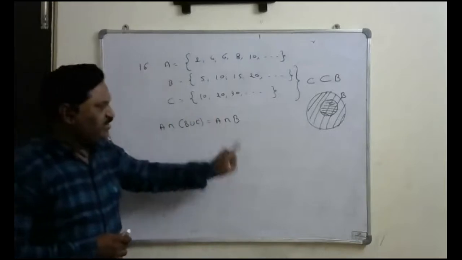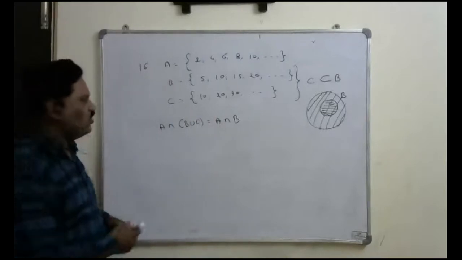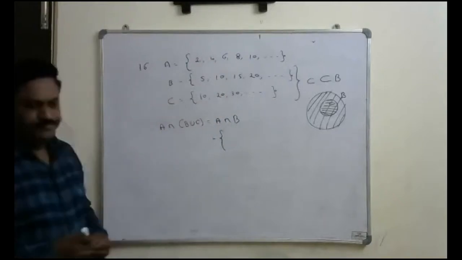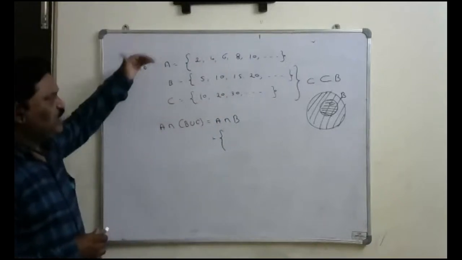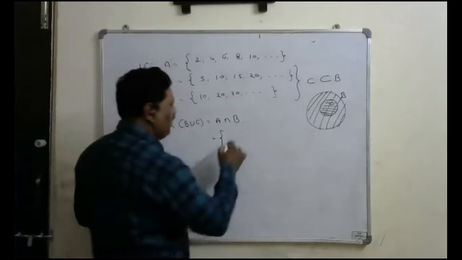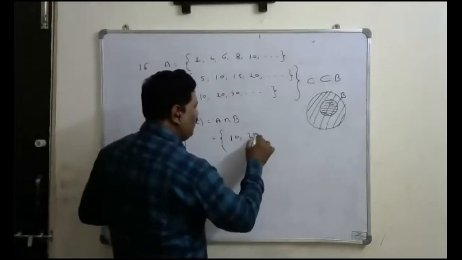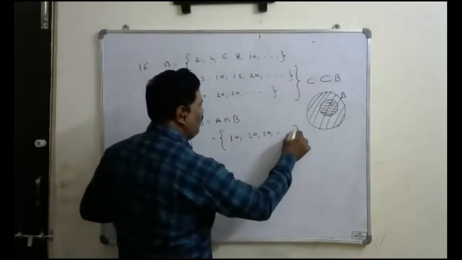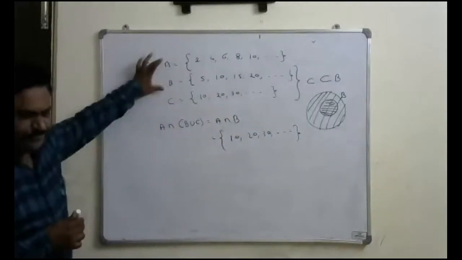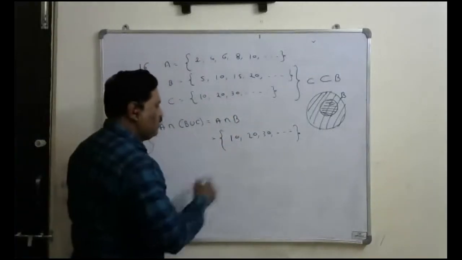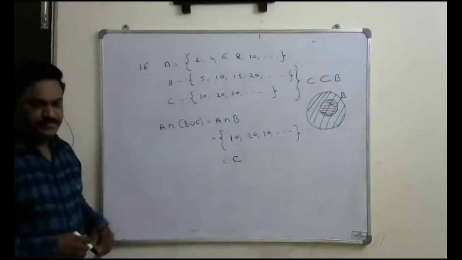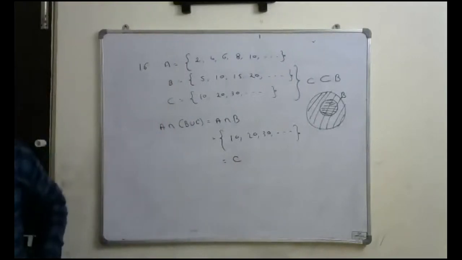That means you have to find A intersection B. So A intersection B means what are the common elements for A and B? Multiples of 2, multiples of 5. The LCM of 2 and 5 is 10. All the multiples of 10 we will get: 10, 20, 30, 40, etc. These are the common elements of A and B. Therefore, this is also nothing but set C. Sometimes the options they may give like this. Okay, this is the answer for it.